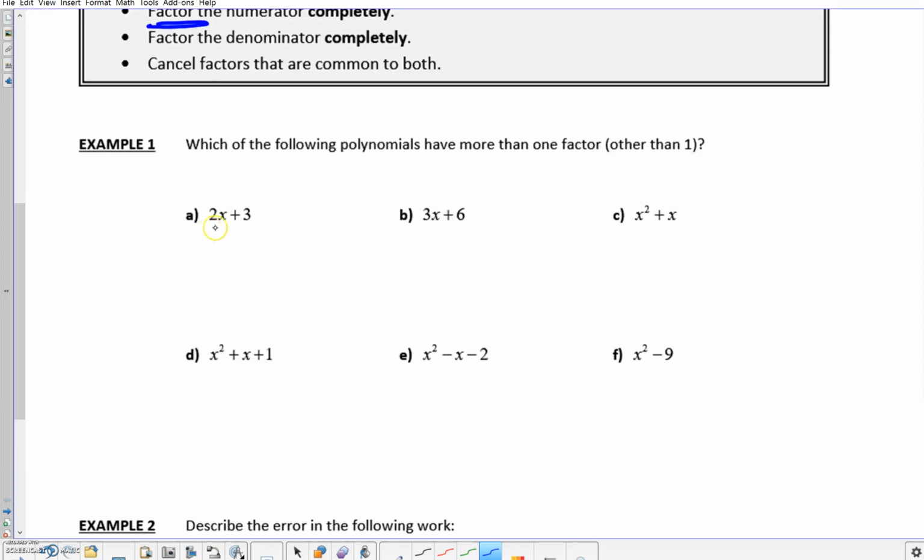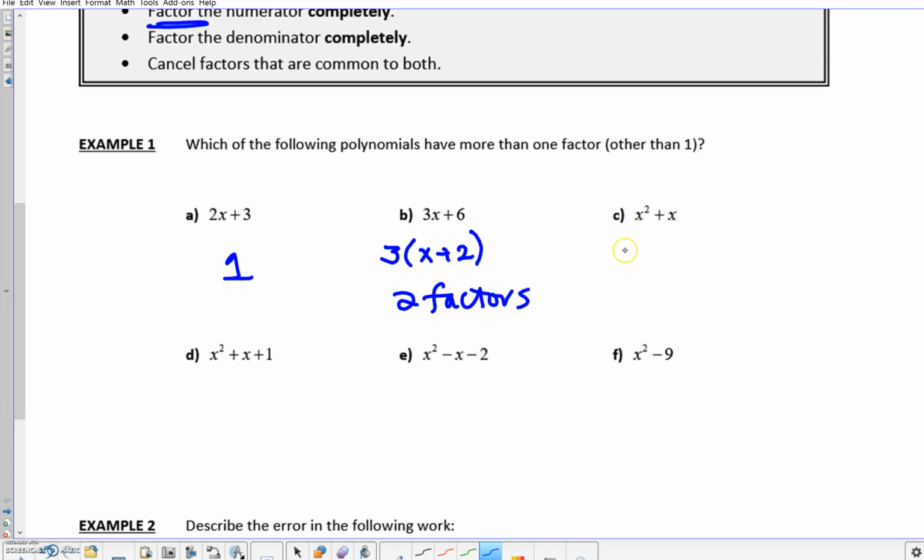Well, 2x plus 3 has, what is 2x and 3 called? That has 2 terms, because they're separated by a plus. So there are 2 terms, but there are no other factors. So 2x plus 3 only has 1 factor. Now 3x plus 6 looks very similar to it, but it has a GCF of 3. So I actually can factor out a 3 there and be left with x plus 2. So this one has more than 1 factor, so there are 2 factors here.